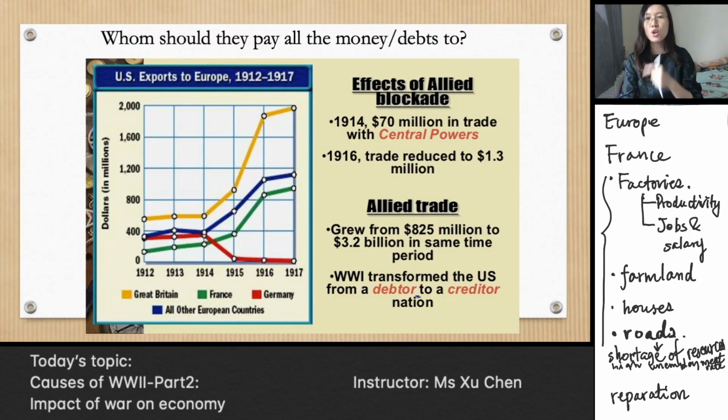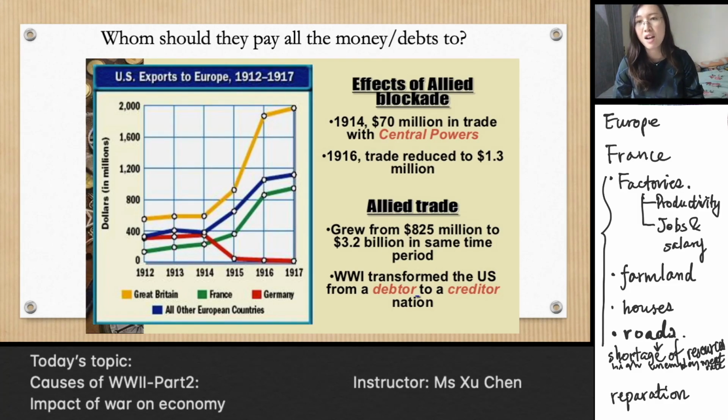So here, whom should they pay all the money or debts to? So that means they have debts, right? They borrow money from other countries to fight in the war. So which country really was the creditor of these countries?